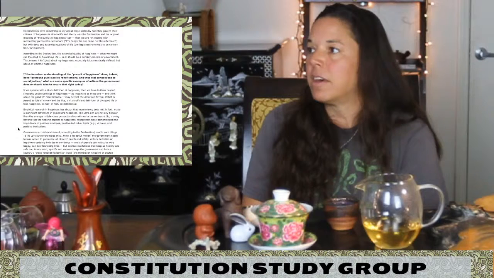Governments have something to say about those states by how they govern their citizens. If happiness is akin to life and liberty, as the Declaration and the original meaning of the pursuit of happiness say, then we are not dealing with momentary pleasurable sensations, such as, I'm happy the sun came out this afternoon, but with deep and extended qualities of life, such as the happiness one feels to be cancer-free, for instance. According to the Declaration, the extended quality of happiness, what we might call the good or flourishing life, is or should be a primary concern of government.